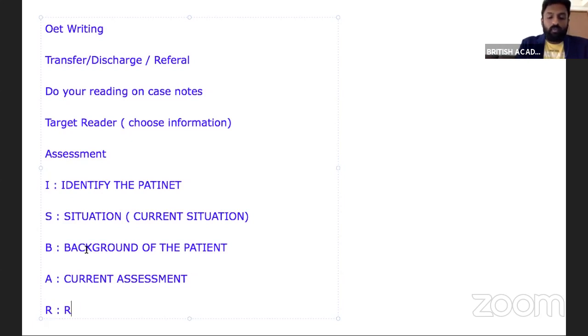Fourth one, fifth one is recommendations or request. Recommendations or request. What we require to mention, which is your fourth paragraph.